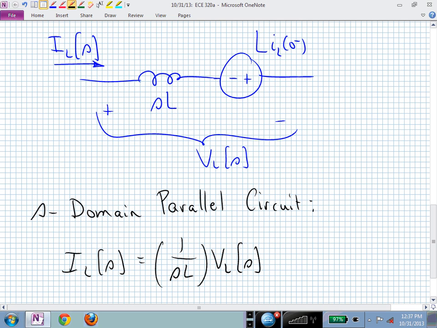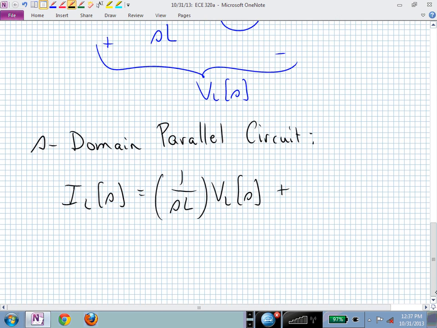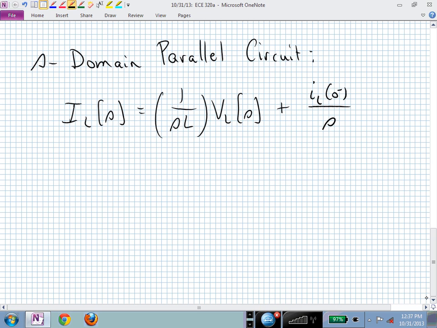V sub L of S, so our impedance is in the denominator, which is sort of what we're used to seeing, plus, and now if we divide that last term on the right by SL, the L's cancel, and I'm putting that term on the other side of the equality sign because I'm solving for I sub L of S. I now have a plus I sub L of 0 minus over S. And this is now my governing relationship for the circuit schematic in the frequency domain if I'm trying to incorporate a parallel current source with this impedance of the inductor. I can use this formula.